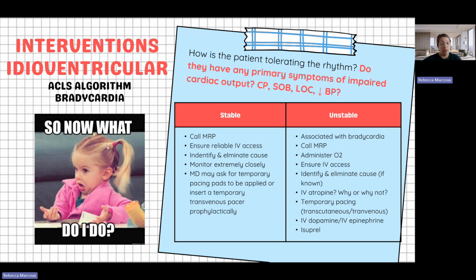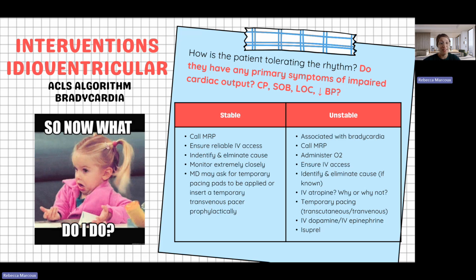Generally, for idioventricular rhythms, the issue is the patient has low cardiac output due to being bradycardic, right? Their heart rate's too low to sustain a good cardiac output. So the first thing we always want to know is, how is the patient tolerating the rhythm? Do they have any of those primary symptoms of impaired cardiac output, like chest pain or shortness of breath? Do they have any changes in their LOC, or changes in blood pressure, whether it be hypotension or a narrowing pulse pressure?